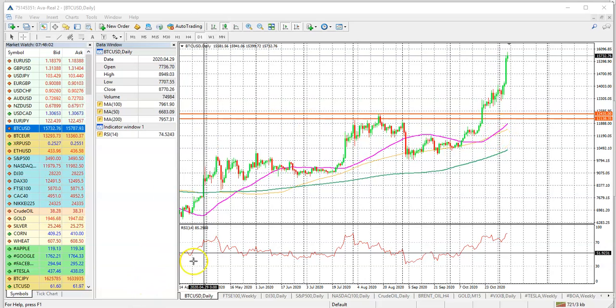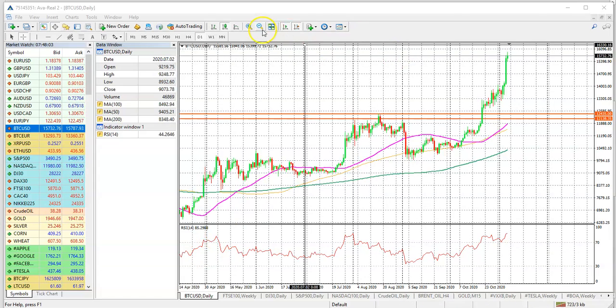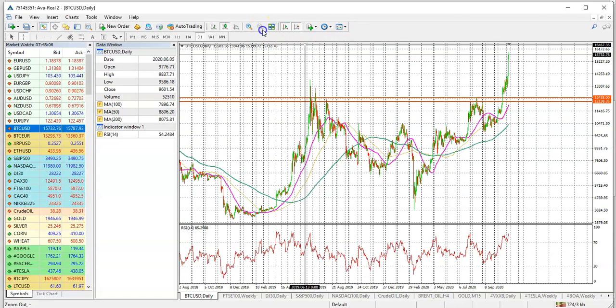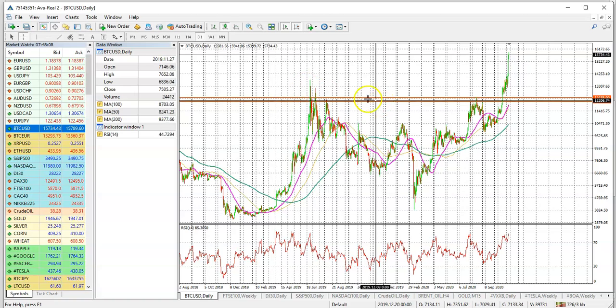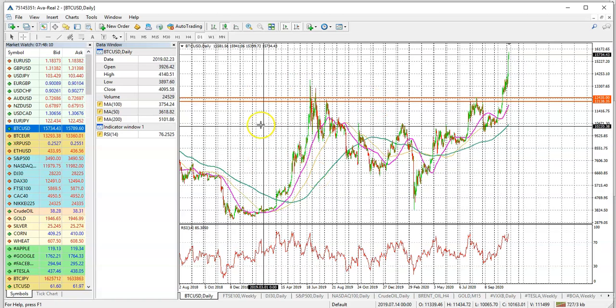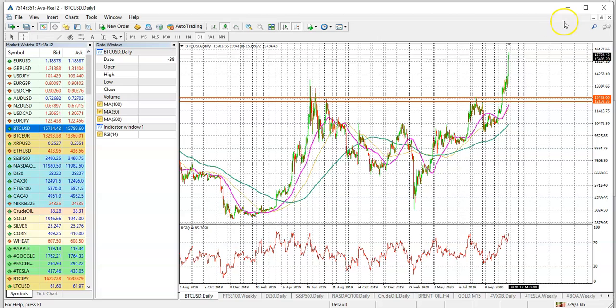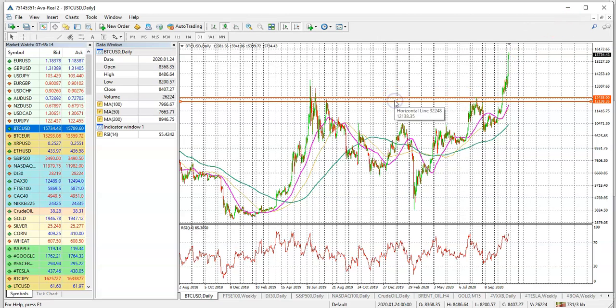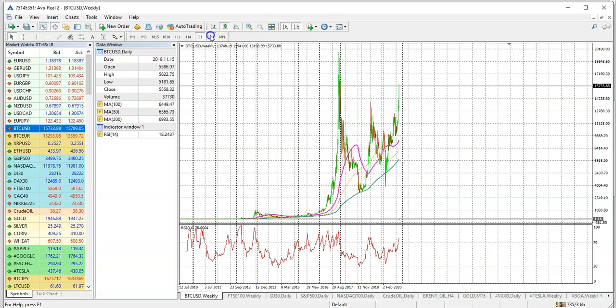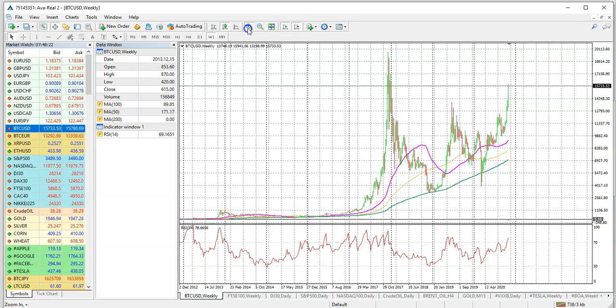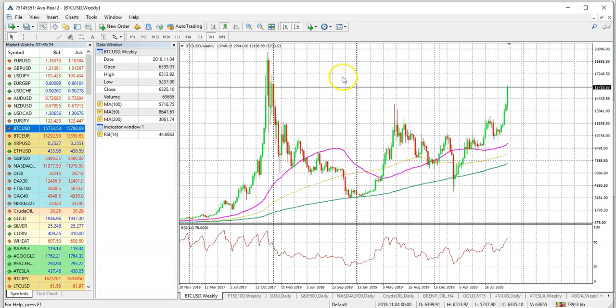Now, when we look at the chart for Bitcoin on a daily time frame, the only particular price level which really stands out from a Bitcoin perspective is, of course, your all-time high. Now, in order to see the all-time high, of course, we have to go into our bigger time frame, which is your weekly time frame.